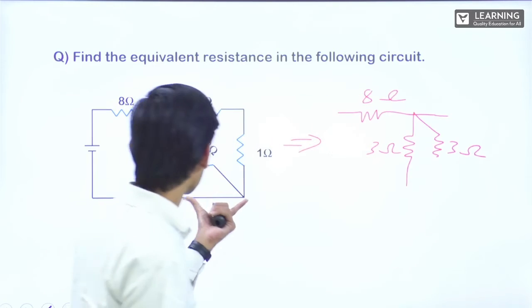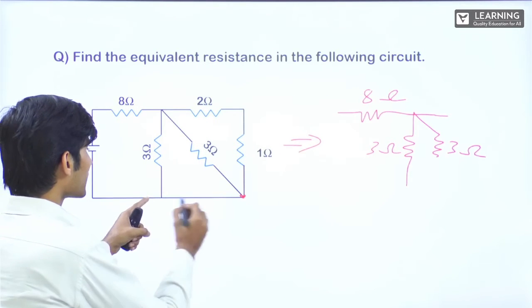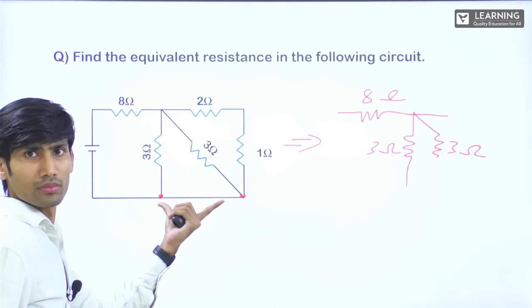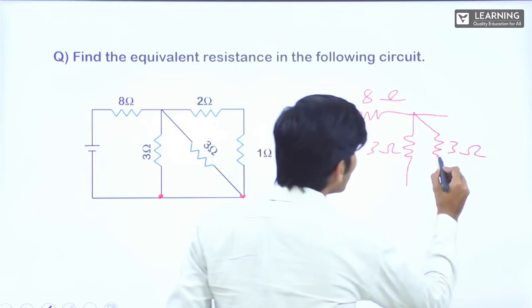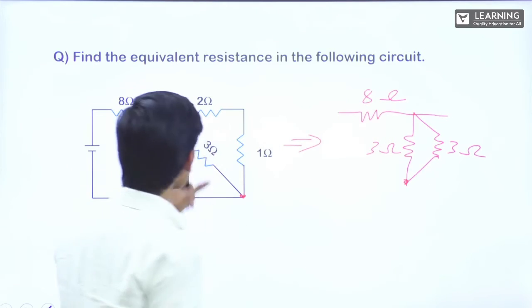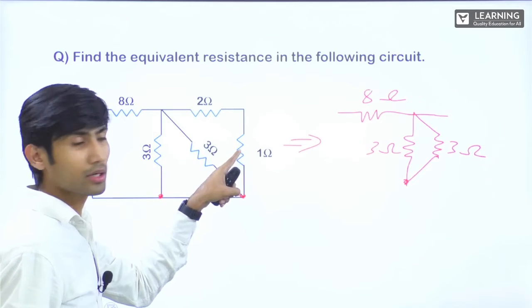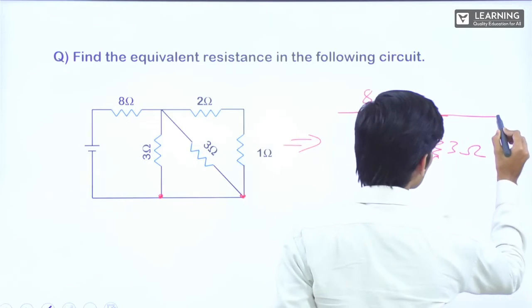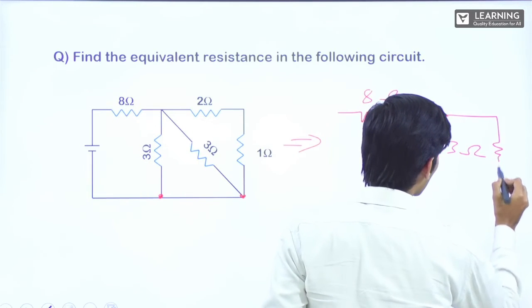And as I told, this point and this point are the same points. Correct? I can join them. So this will be like this. Now see this one, 2 and 1 will become 3. One more resistor will come here, that is 3 ohm.